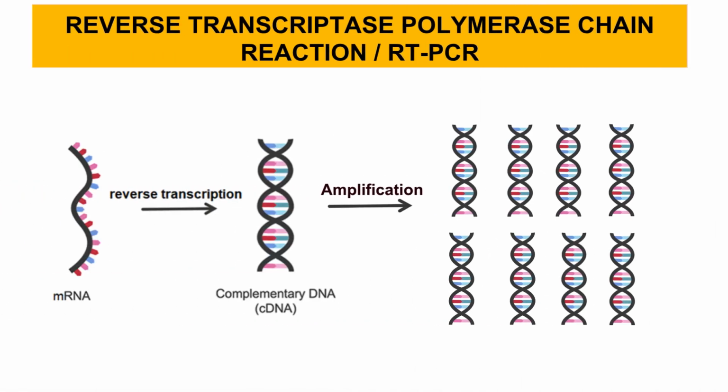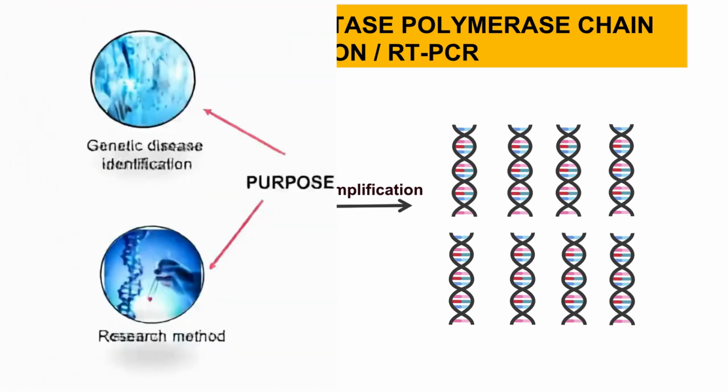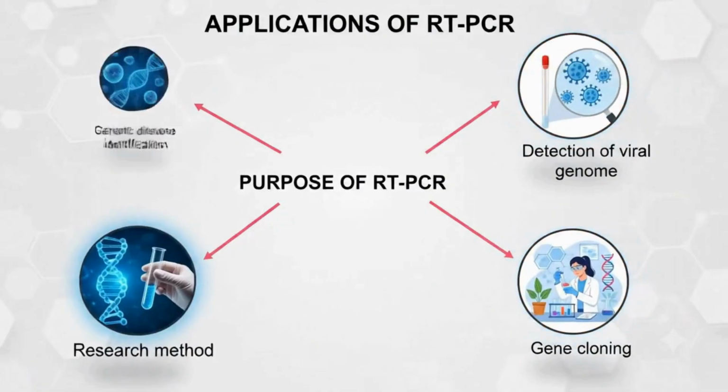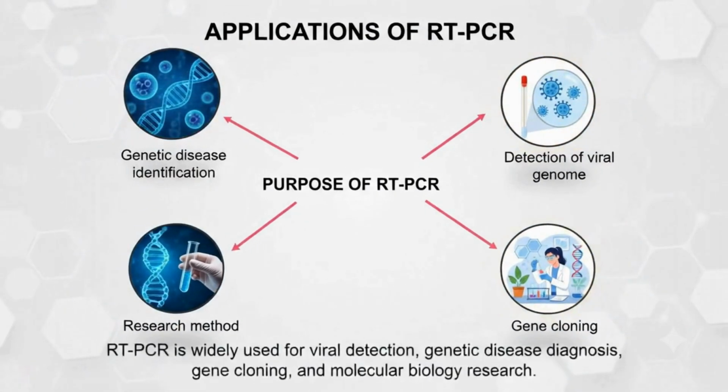Let's recap what we have learned today. RT-PCR is a technique used to amplify genes from RNA. The process begins with reverse transcription, where mRNA is converted into cDNA. The cDNA is then amplified by PCR to produce many copies of the target gene. Understanding RT-PCR is important because it is widely used in molecular biology, genetic research, and disease detection.